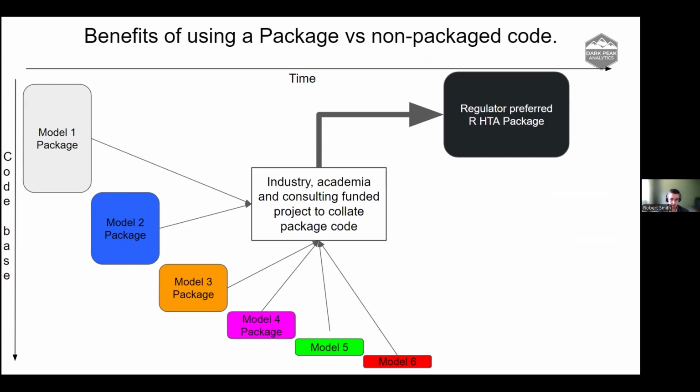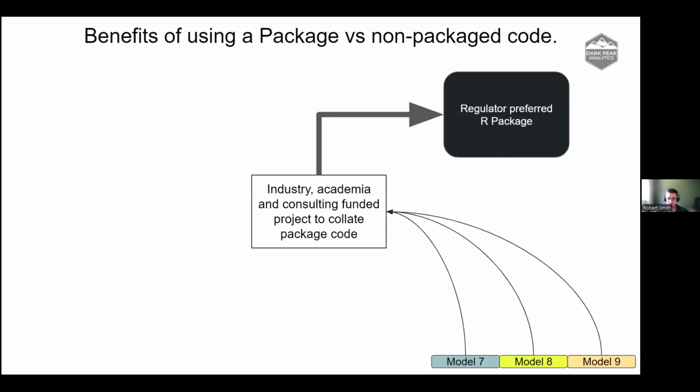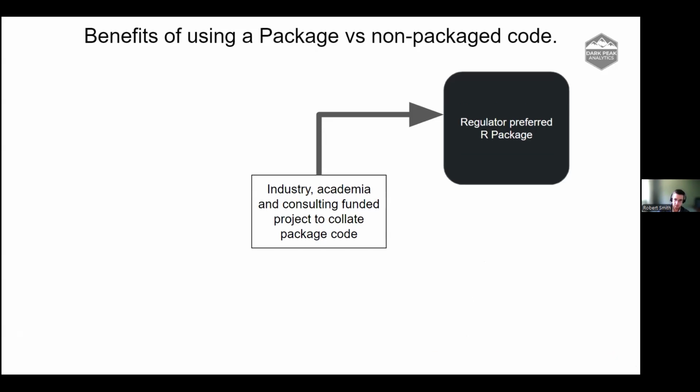Because if you're using the discount function from this package, we can trust that that's correct because we've reviewed that on previous models. And so the idea is that then users for model 7, 8, 9 can just use the functions from that regulator preferred R package. And there are discussions ongoing about how to implement this. And those, of course, would feed back into this process. And so then that regulator preferred package gets slightly bigger with more functions. And then that process continues.